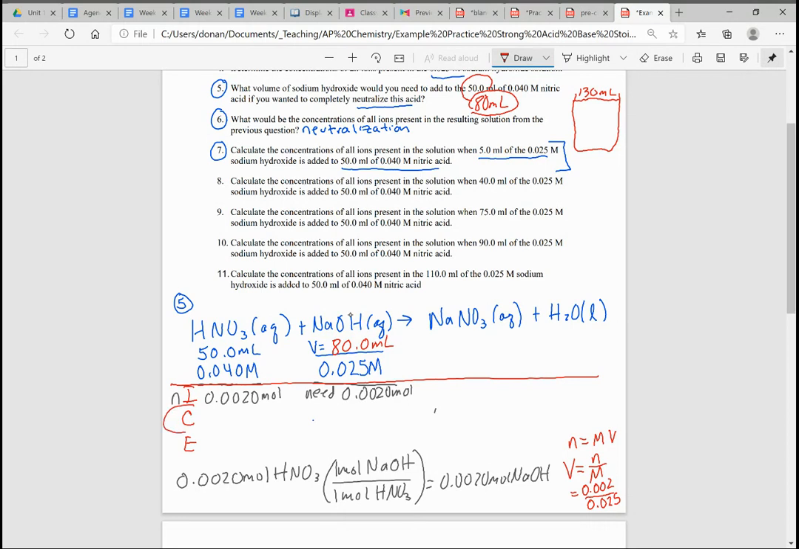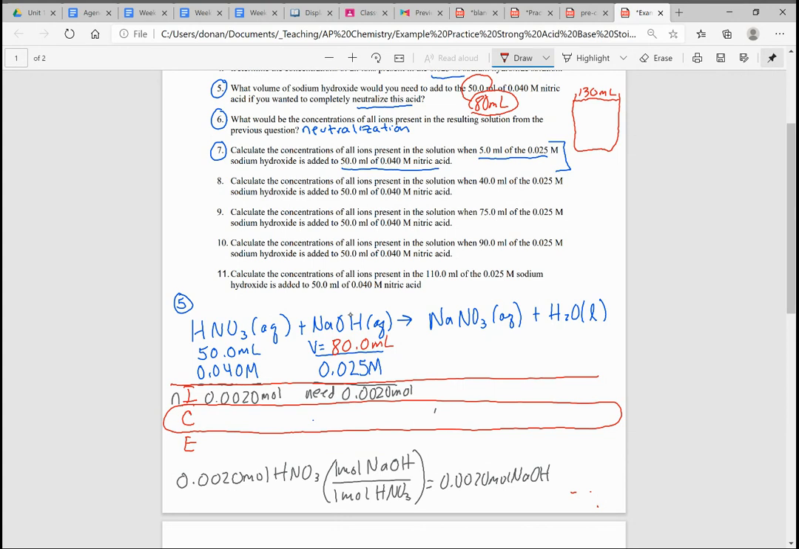Now remember, in an ice table, the change row is telling you what stoichiometrically happened in this reaction. What we calculated with our stoichiometry calculation was that I needed a 1-to-1 ratio. So when I do this reaction, I'm going to use up 0.002 moles of nitric acid. That will be gone. And because it's 1-to-1, I'm also going to use up 0.0020 moles of the sodium hydroxide.